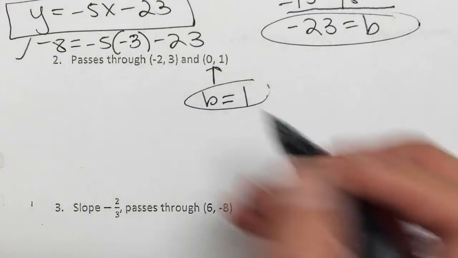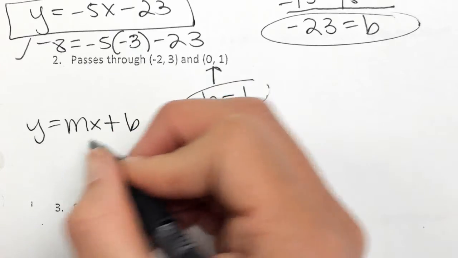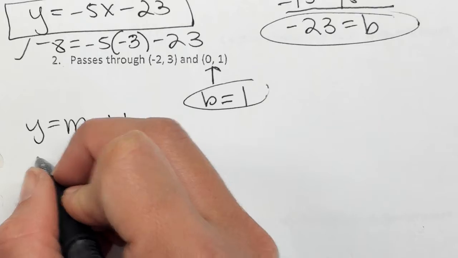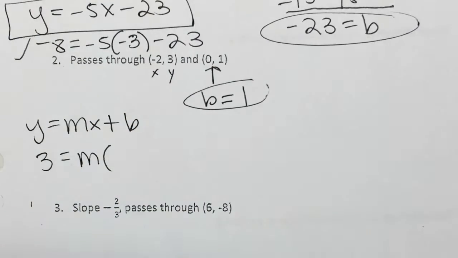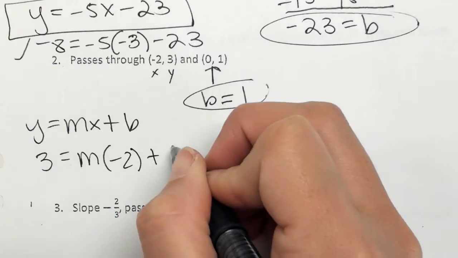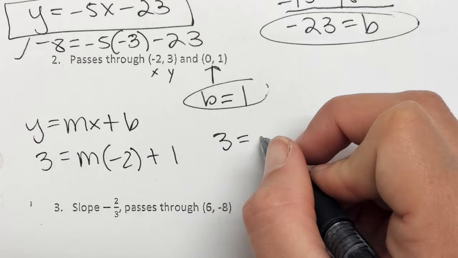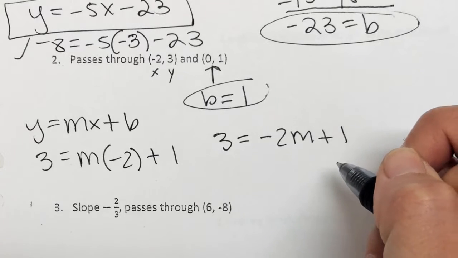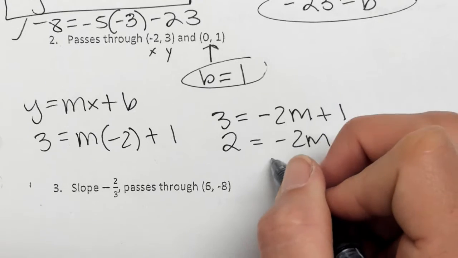So we can use y equals mx plus b to find which letter? M. Tell me what to plug in for y. 3. Good. That came from right here. Equals m times what letter? Plus what? 1. So we would have 3 equals what plus 1. Then we would do what? So we would get 2 equals -2m. So m would be what?